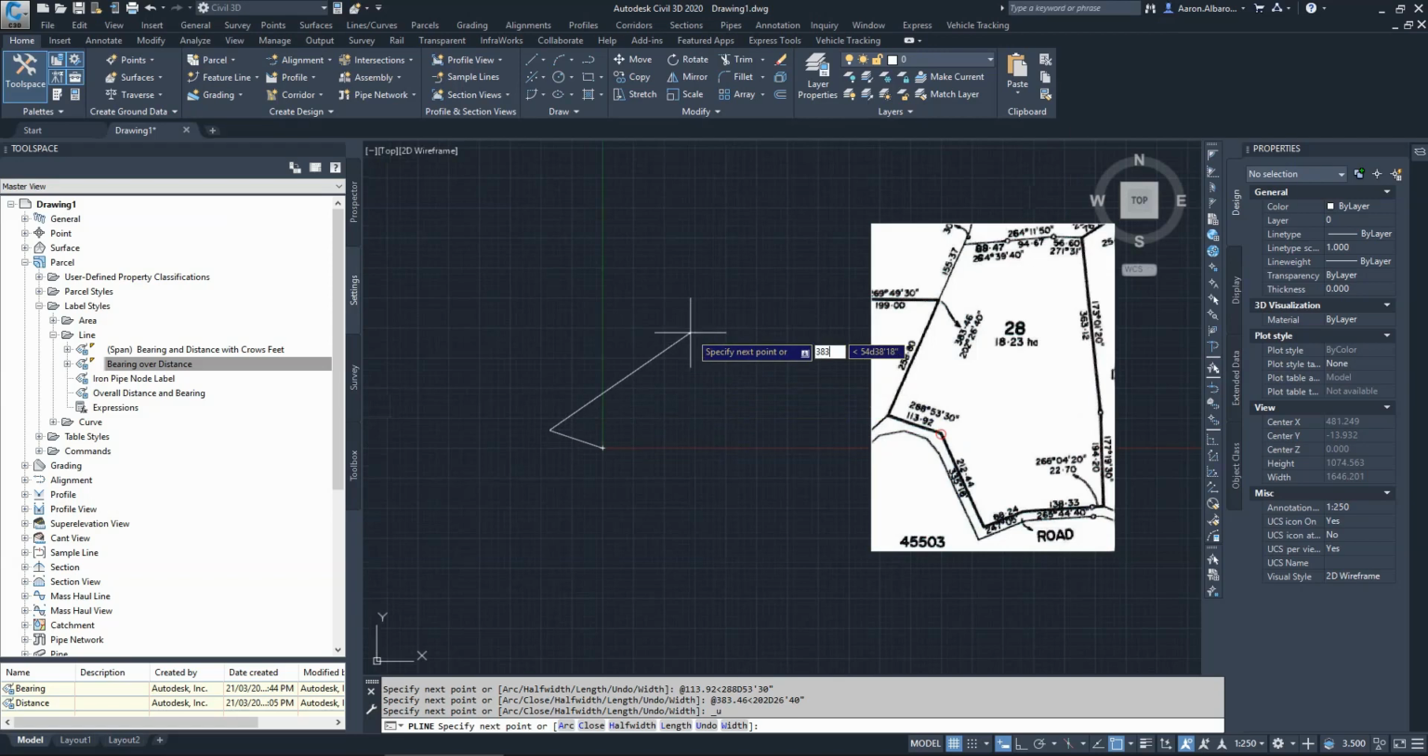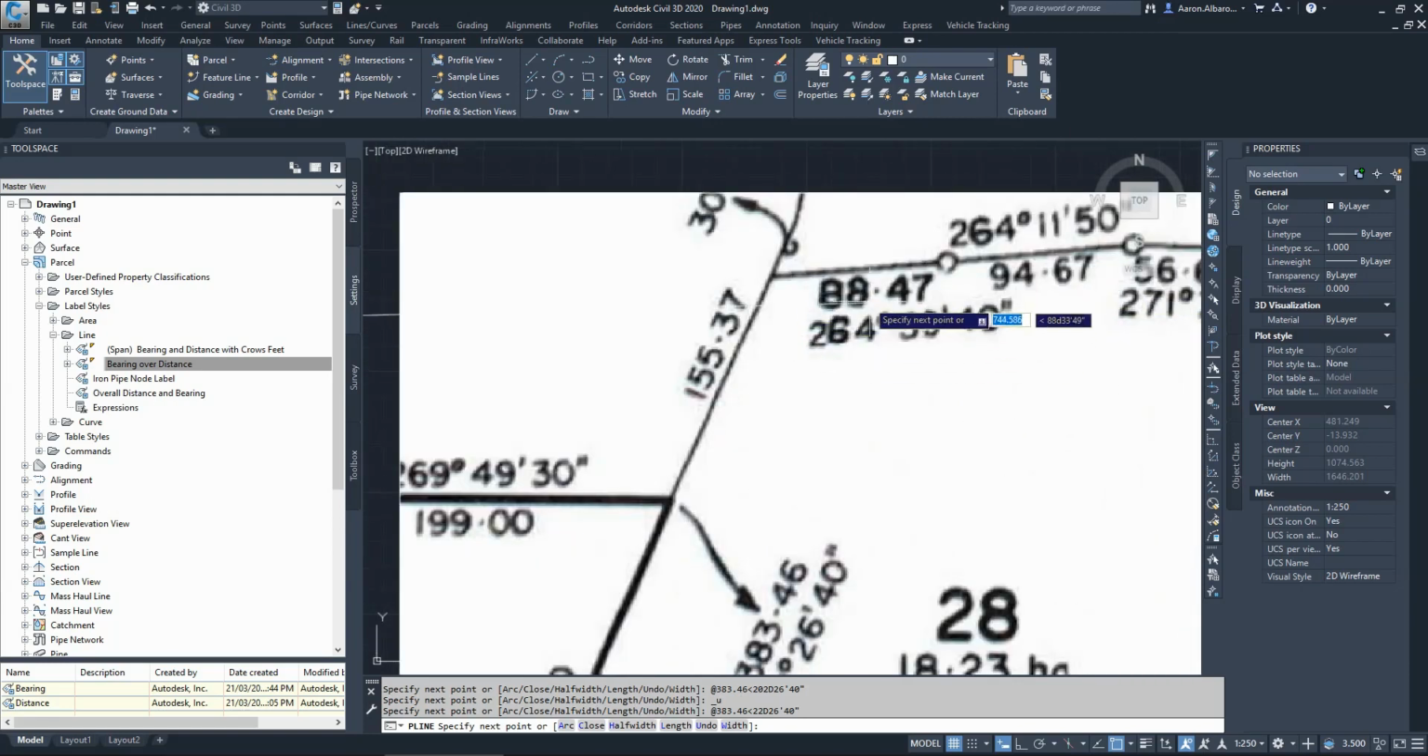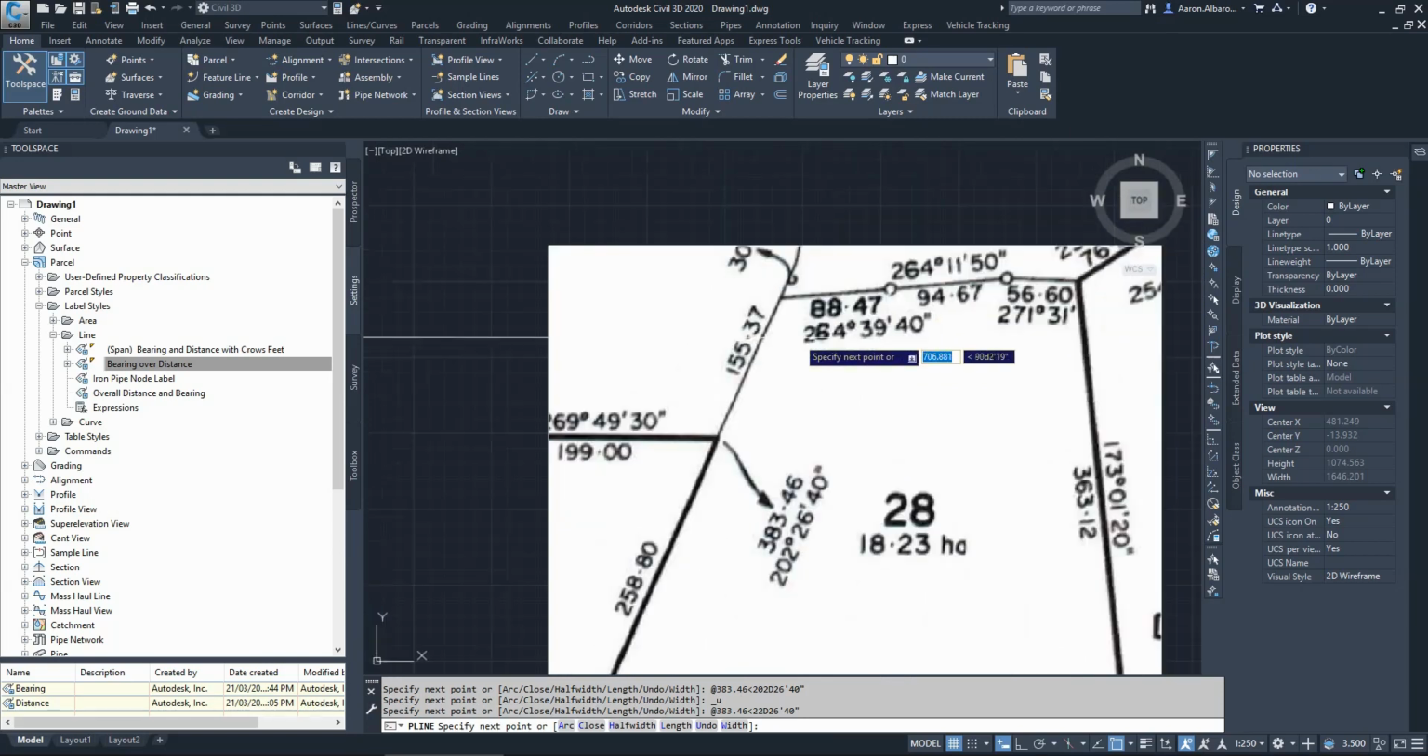383, the length doesn't change, 0.46 at a value of 22 degrees, 26 minutes and 40 seconds. Got the format correct and enter, that drew the line correctly. And if I continue here, I find this line 88.46 again in the opposite direction, because 264 is an angle in the third quadrant, less than 270, more than 180.